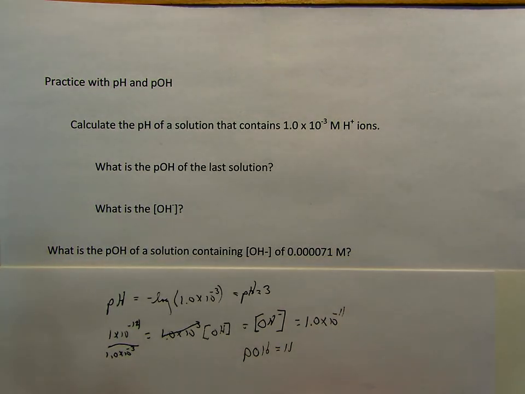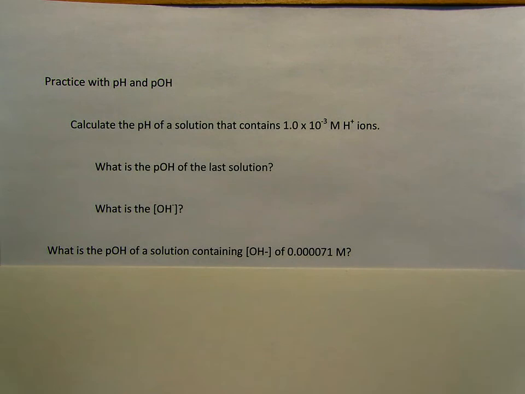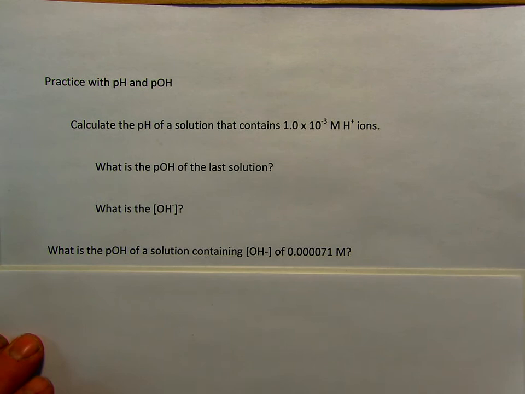So now, a little bit more difficult question. What is the pOH of a solution that contains the hydroxide ion of 0.000471? Now, in this case, the only thing I did differently is that I did not use scientific notation, but you're going to see that it will work exactly the same way. So let's go ahead and try that.